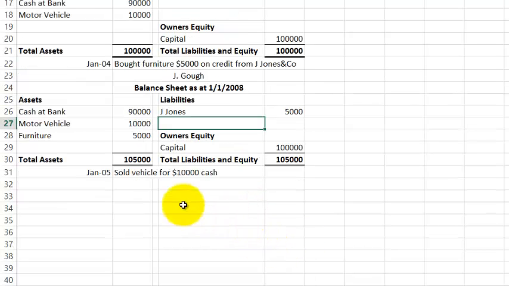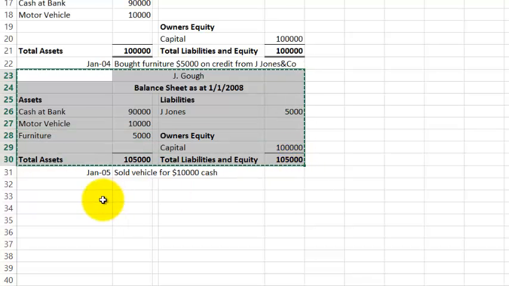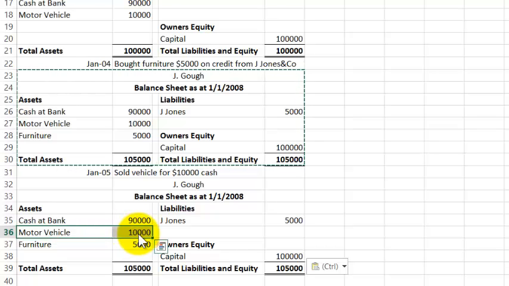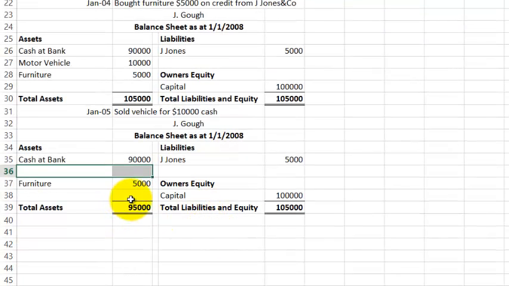Now let's look at our last illustration for this transaction here. We sold a vehicle for $10,000 cash. That was the one that we originally introduced into the business. Let's see how that works. I'm going to highlight the existing balance sheet and copy it in here. This motor vehicle doesn't exist anymore because we've sold it, so I'm going to get rid of that, but we received some cash for it, so I've got to increase my cash to $100,000.